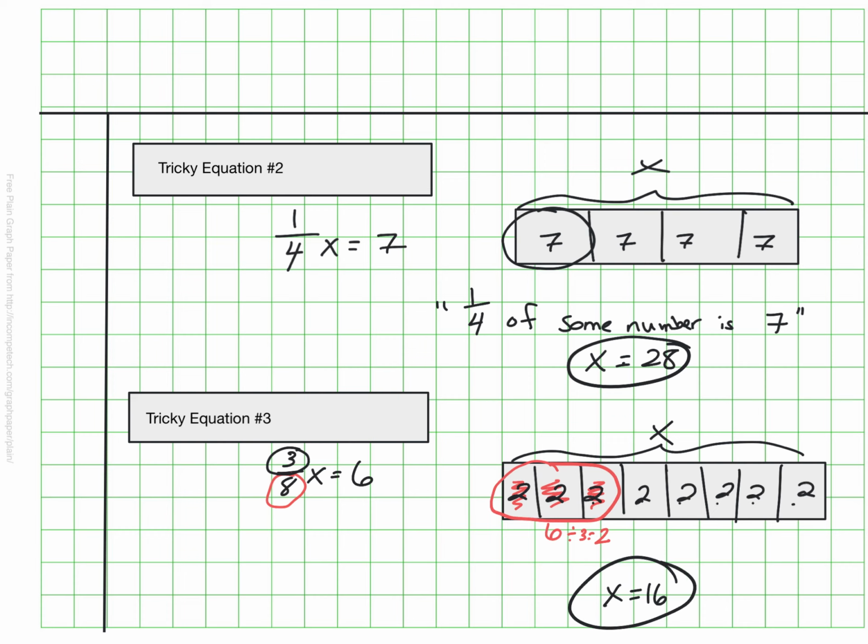So my original number was 16. 3/8 of 16 is what must have gotten us 6. And in both of these cases, I think the visual really helps me to understand what I'm doing and helps me figure out the value. But we could use division like we did in example number 1. I'll show you how to do that.